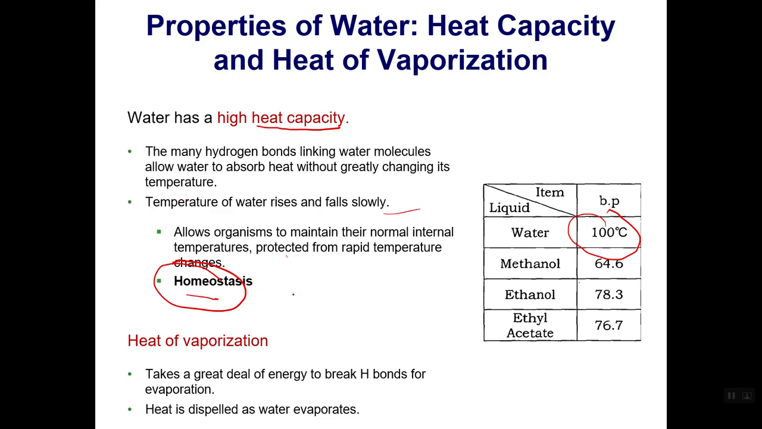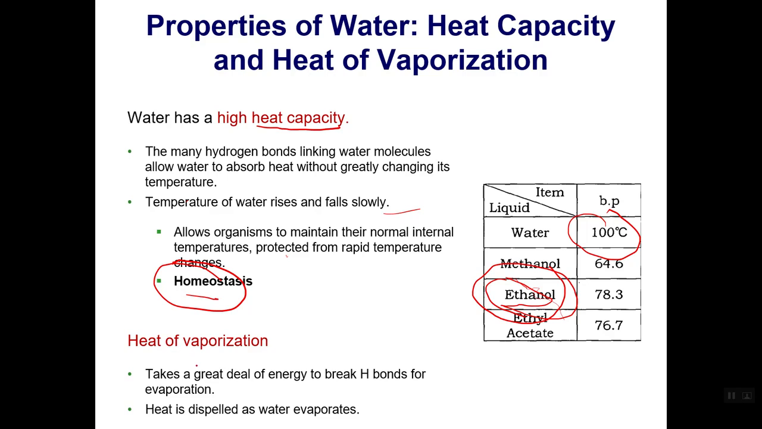If we were made up of mostly ethanol instead of water, well, first of all, that wouldn't even be possible because ethanol is alcohol. And if we were made up of mostly alcohol, well, we'd be drunk and we'd be dead. But anyway, hypothetically, our body temperature would be very sporadic compared to if our body was made up of mostly water, which it is.